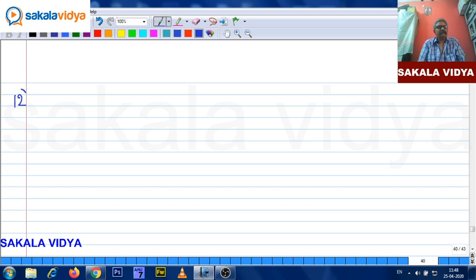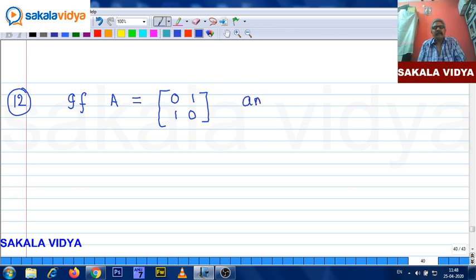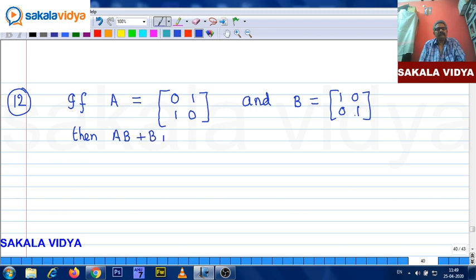Twelfth problem. If A equals 0, 1, 1, 0, square brackets or round brackets you can put, no problem, and B equals 1, 0, 0, 1, then AB plus BA equals, first option A, second option 2A, third option 3A, fourth option 4A.